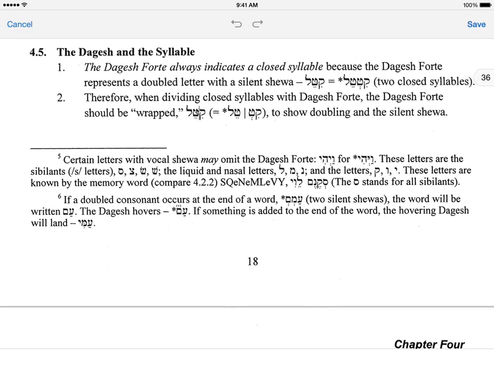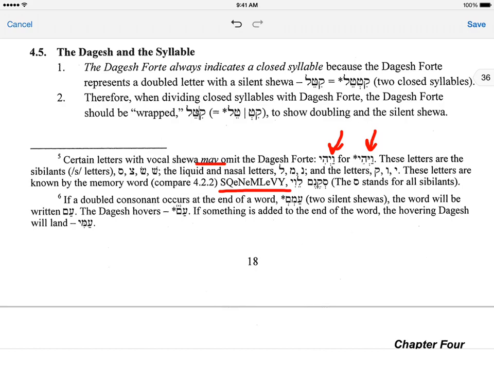Here's the footnote: certain letters with a vocal schwa may omit the Dagesh Forte. And he gives you here the example of Vayehi, where sometimes the yod, which is the Y here of the SQeNMLeVy, will oftentimes omit the Dagesh Forte when there's a vocal schwa underneath it. The letters that do this are what we call SQeNMLeVy letters.